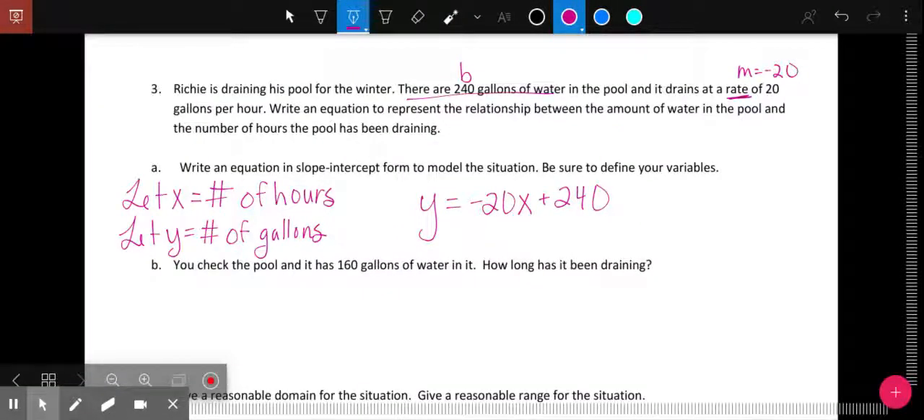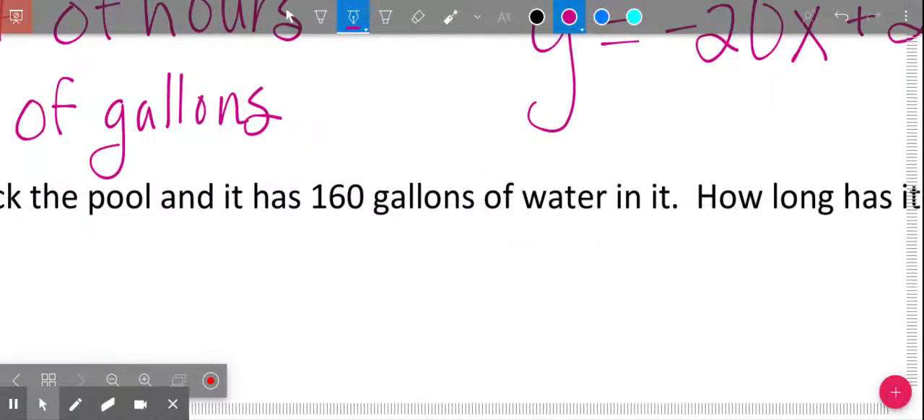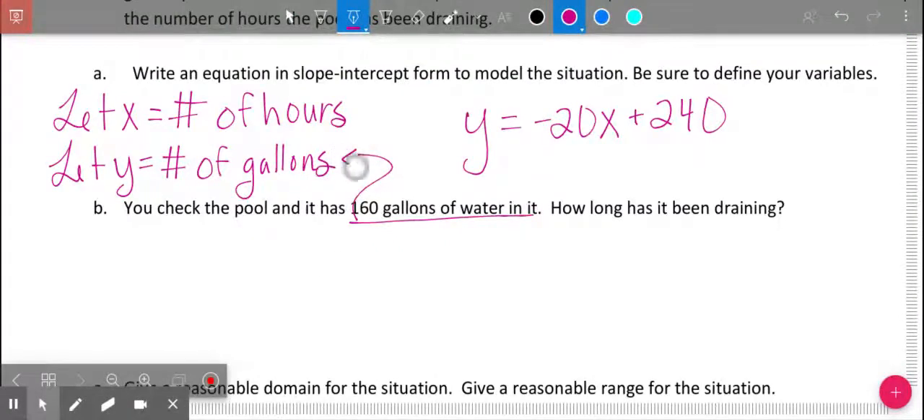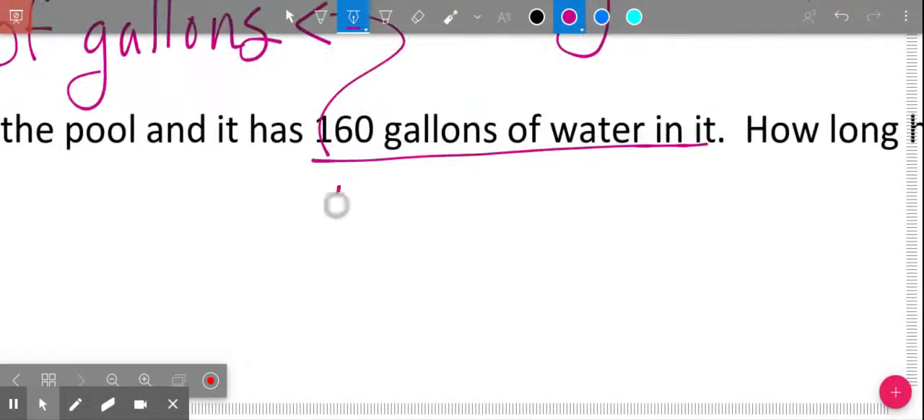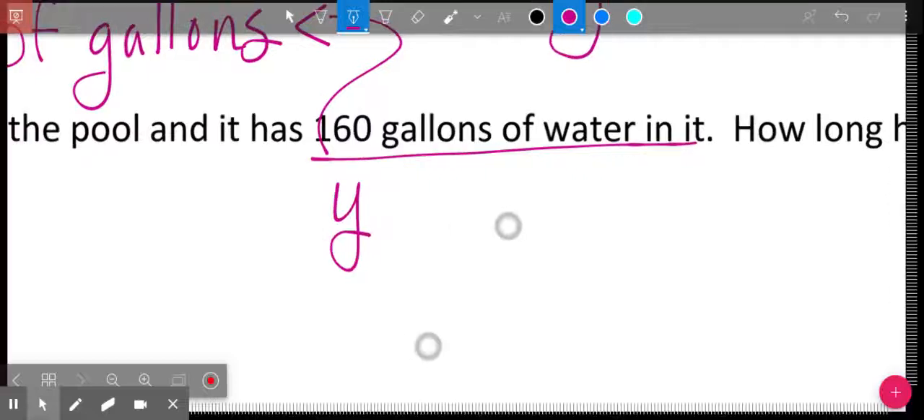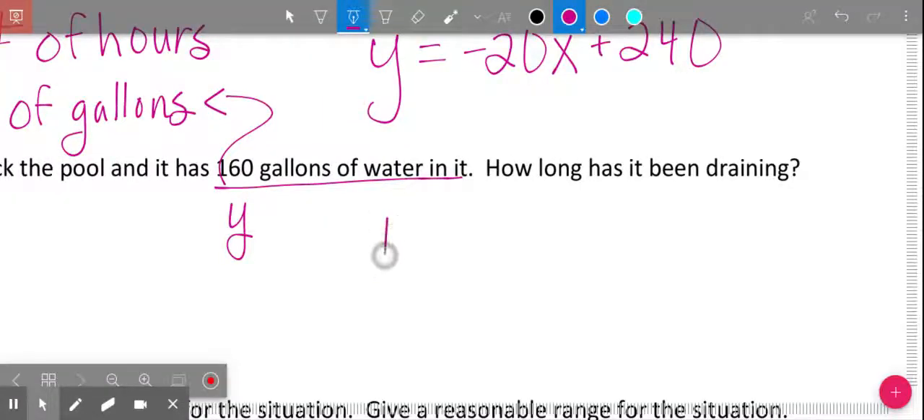All right. So part B says you check the pool and it has 160 gallons of water in it. How long has it been draining? Okay, so it says 160 gallons of water. That matches with my y, which was the number of gallons. So we know that we're going to plug this in for y. So instead of y, it's going to be 160 is equal to negative 20x plus 240.